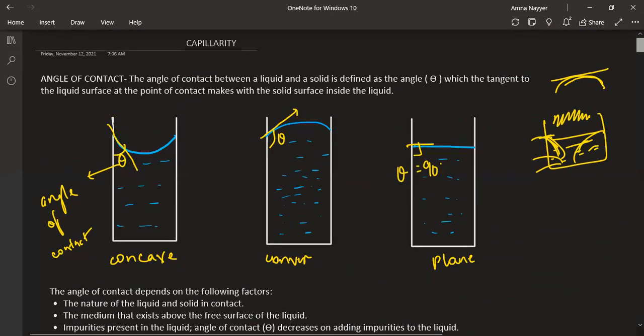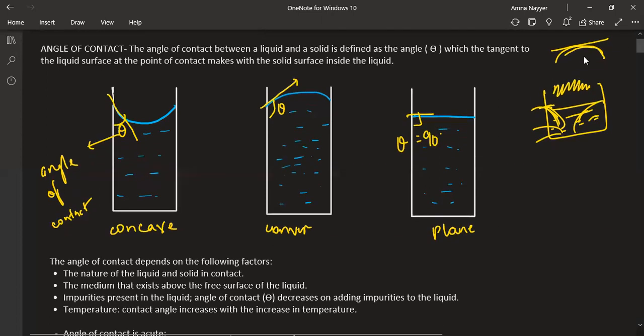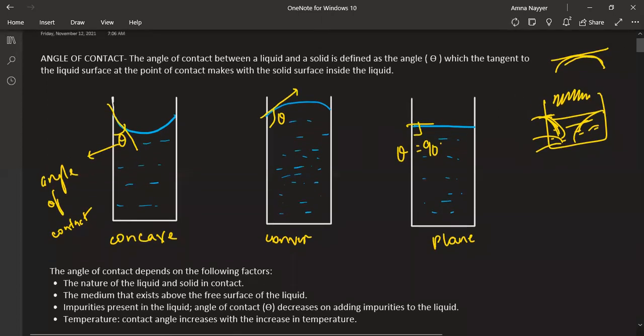Separate questions are also asked on angle of contact. Then in the next class, we'll complete capillarity. Capillarity will be using angle of contact too. Note down all the points quickly. Text me done once you have completed it, in the chat column. And whatever doubts you have, you can ask me in between.